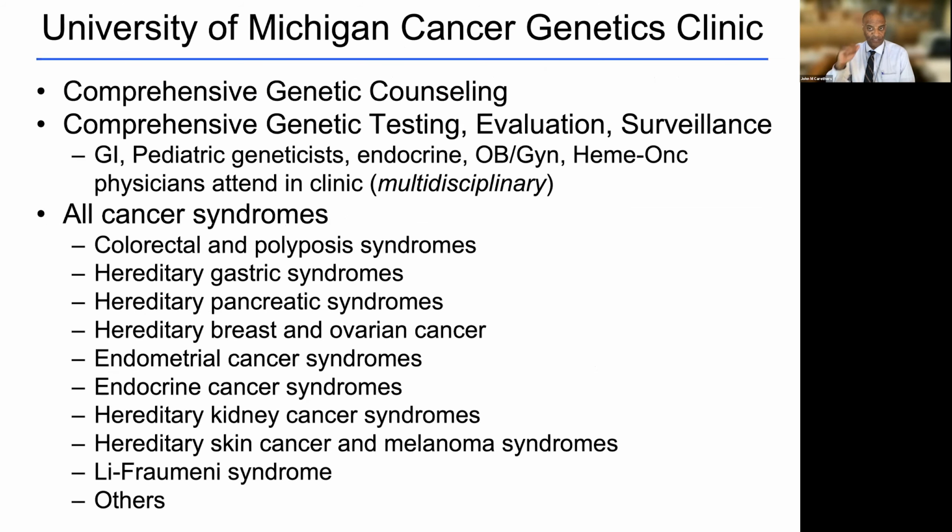Now, I work at the University of Michigan. We run a cancer genetics clinic, and our modus operandi is to do genetic counseling and then consider comprehensive genetic testing, evaluation, surveillance. We have a multidisciplinary clinic with experts from a variety of different backgrounds, and we look at all cancer syndromes. These include colorectal polyposis, hereditary gastric, pancreatic, HBOC, hereditary breast and ovarian, endometrial, endocrine, etc., that we do in this multidisciplinary clinic.